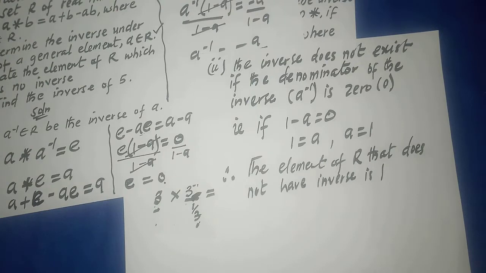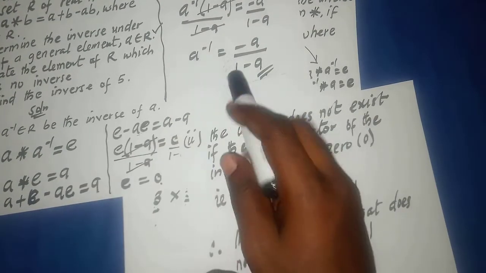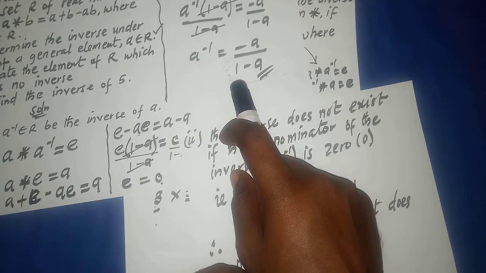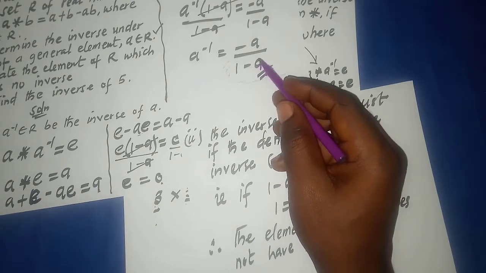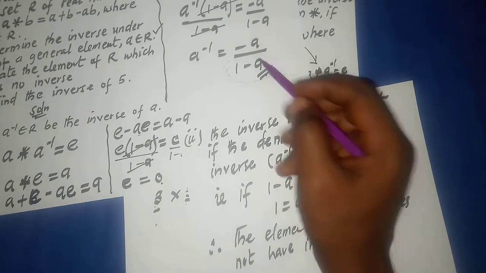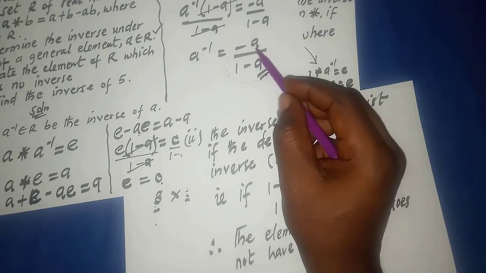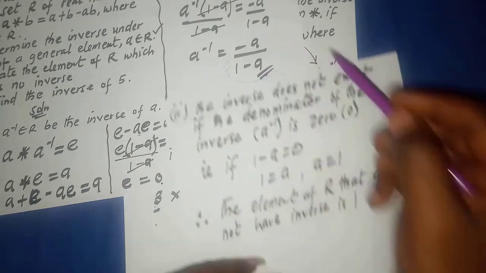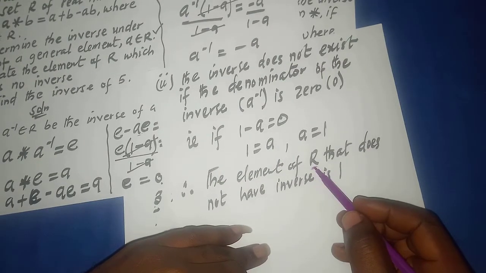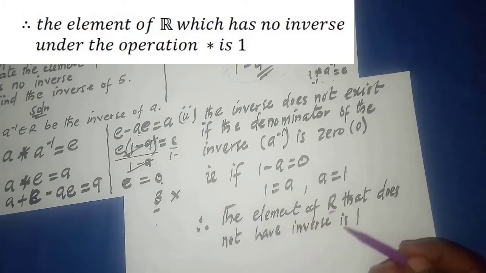What it means is that for every real number their inverse exists, except that that real number is what? 1. It means if A is 1, you're going to put 1 over here and you put 1 over here. You have negative 1 over 1 minus 1, which is going to give you negative 1 over what? 0, and therefore the inverse does not exist in that case. So the element of the set of real numbers that does not have an inverse under this operation is what? 1.